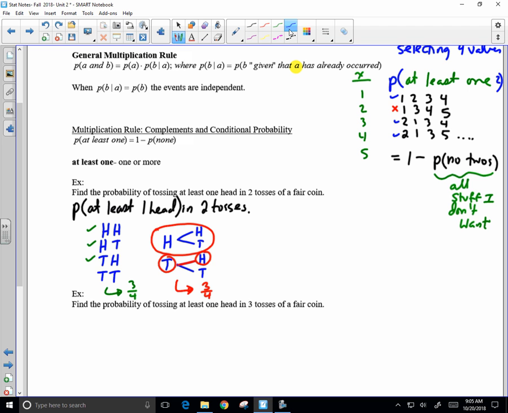So at least one head. Probability, at least one head, is going to be equal to 1 minus the probability of getting, well, it says 1 minus probability of none, but none in this case would be no heads.